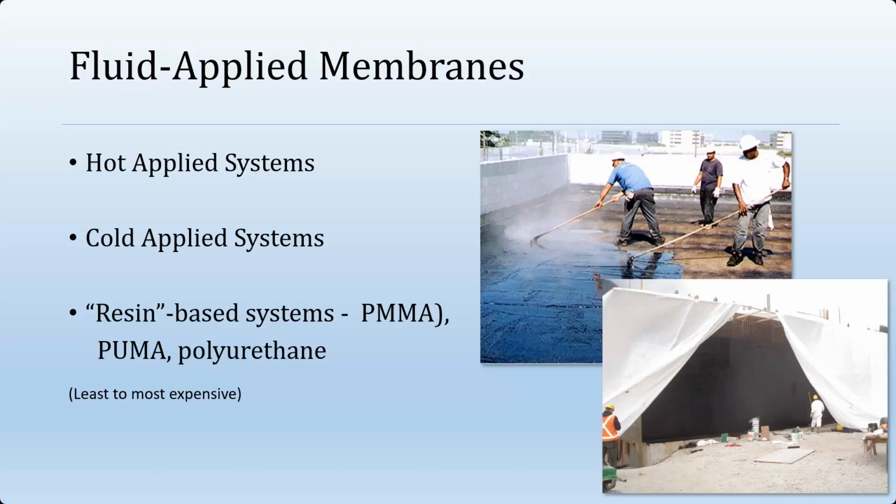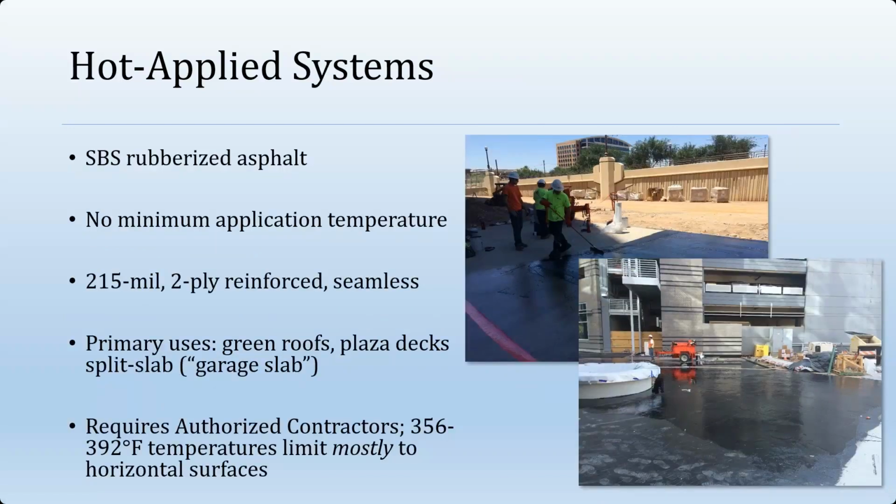But obviously for vertical, we commonly will consider a cold fluid applied. SPS, the hot system, again, is an SPS rubberized asphalt, styrene butadiene styrene, and we're not really restricted by minimum application temperatures. This is 356 to 392 degrees. Pretty much we just refer to it as 400-degree asphalt.